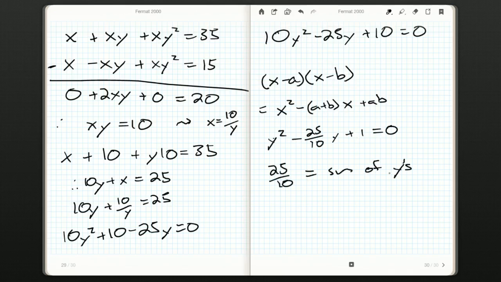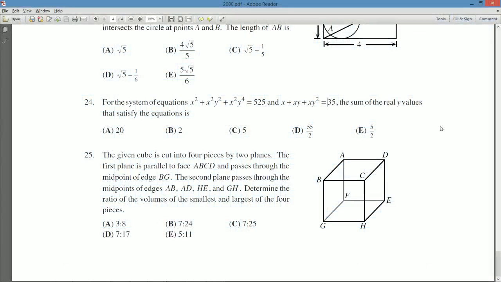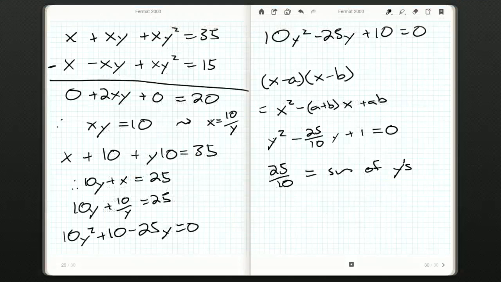So I'm pretty sure that that's the case. Let's just double check. Is that one of the possible answers? Oh, 25 over 10 simplifies, doesn't it? 5 over 2. And I think I just saw that that was E. So we're going to go ahead and say that the answer is E.